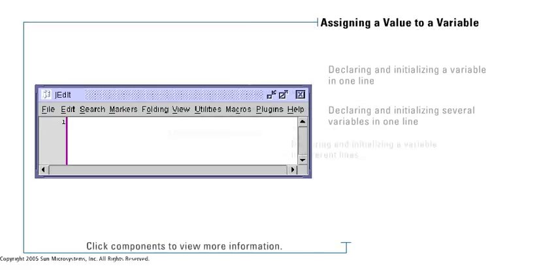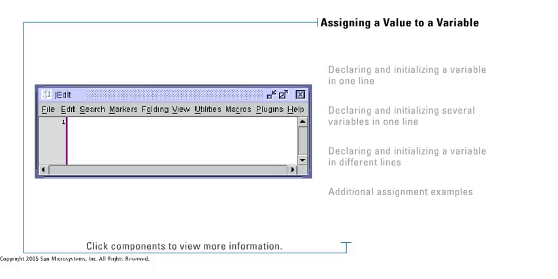There are several different ways to declare and assign a value to your variable. Let's take a look at those ways here. First, click the declaring and initializing a variable in one line. So here we've declared a variable called price, which is of type double, and we've initialized it to 12.99, all in one line of code.